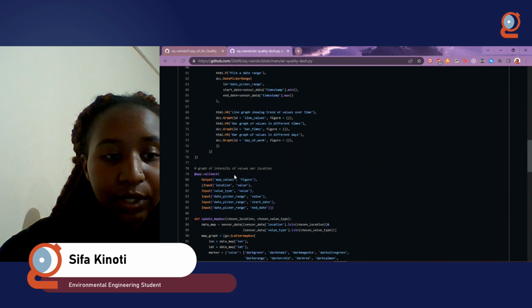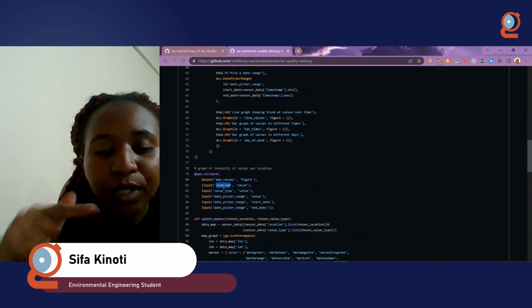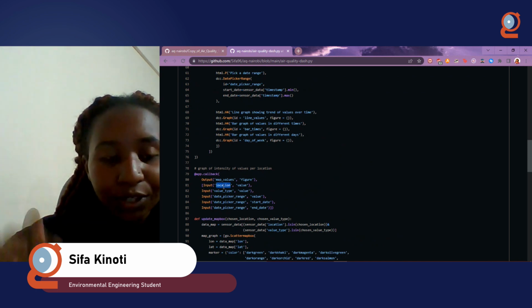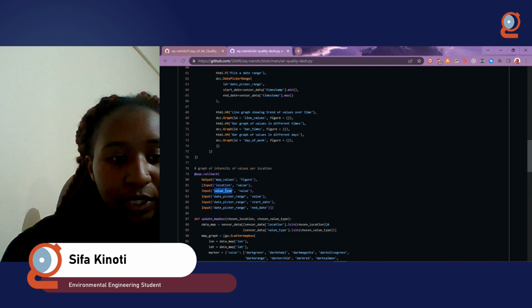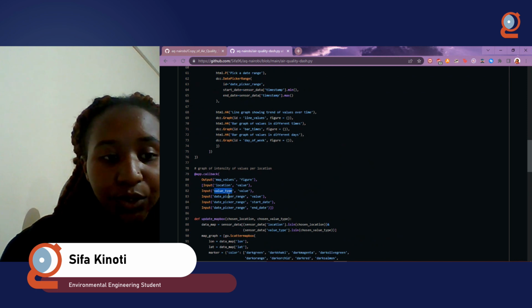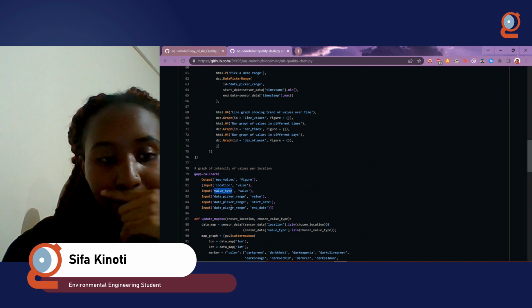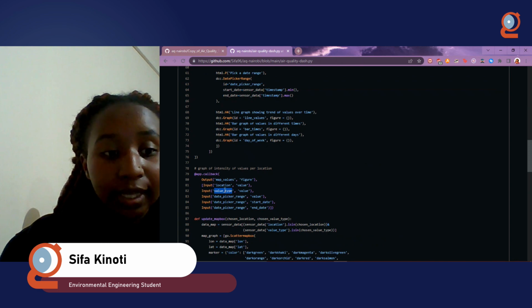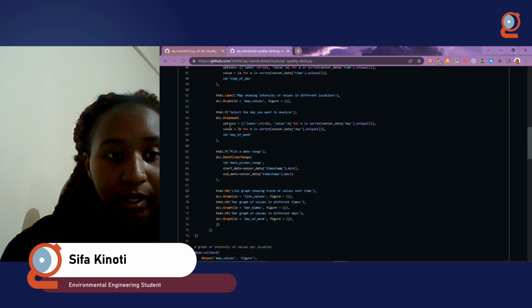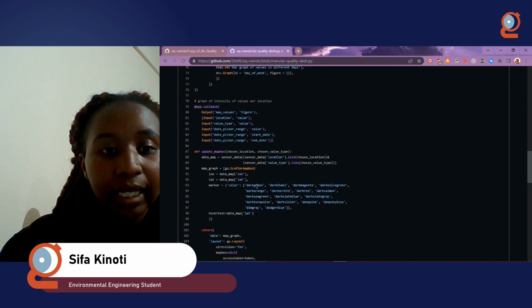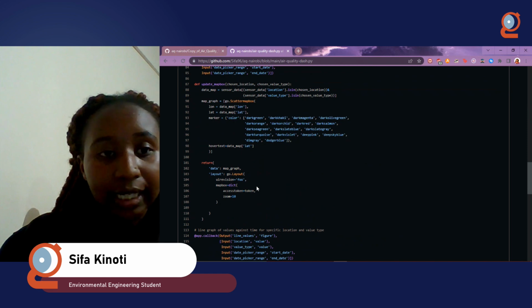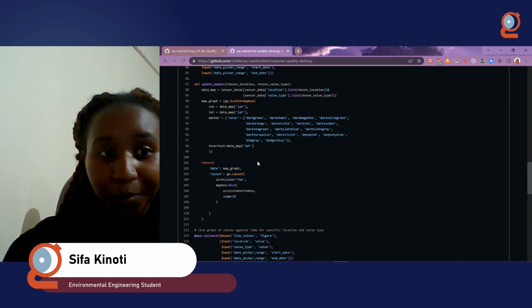So for example, in this callback, you remember we did that checklist for which location do you want to see, which value type, which things do you want to see. So this is what is being input over here, the ID, and then the value, this value that we indicated over here, for example. So you link that output and that input, and then you define a function that's going to draw up the map.